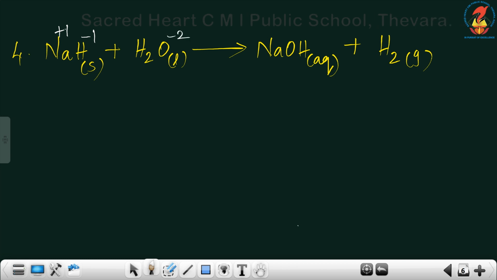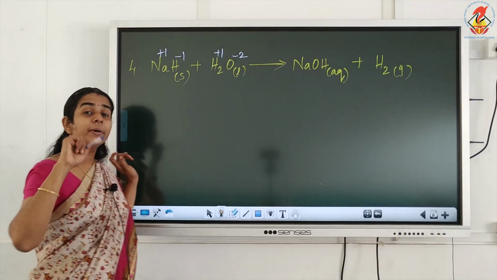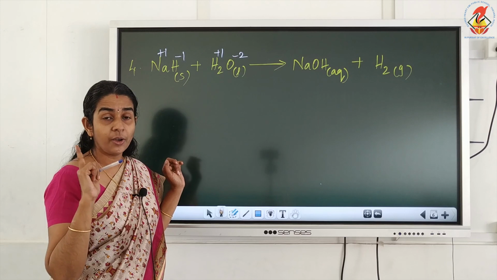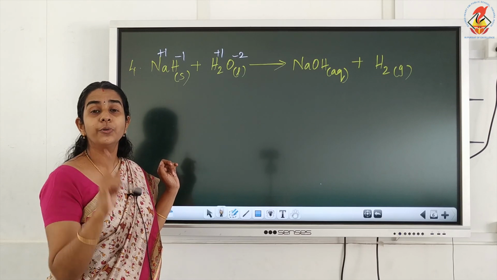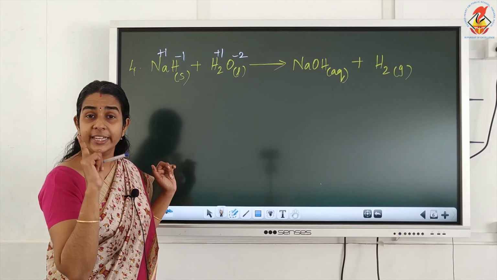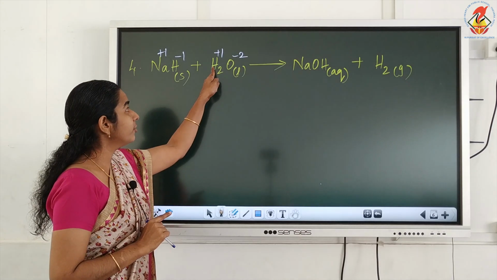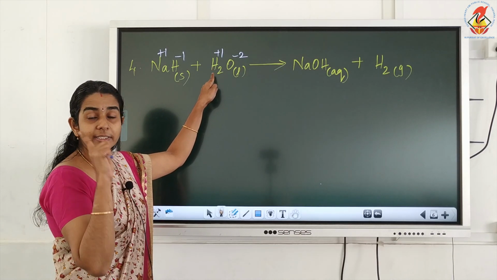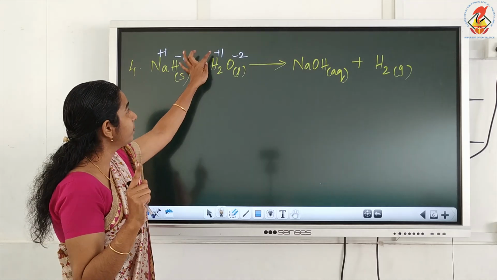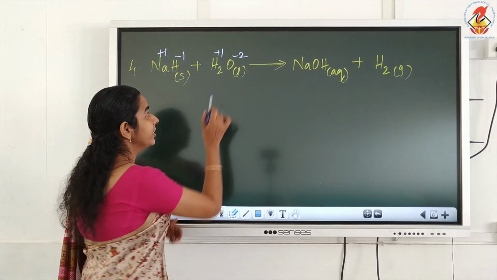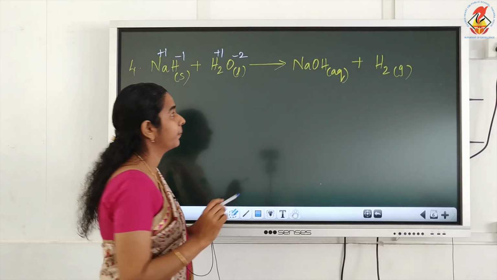Hydrogen here, oxygen -2, and we know that hydrogen is +1, oxygen -2. Sum should be equal to 0. So on the left hand side it should be +2. But here we have two hydrogen atoms. So remember, always we are writing the oxidation number of each atom or each element present. So we have to write the oxidation number of the single hydrogen atom only. So +1 into 2, +2, +2 plus -2, 0.